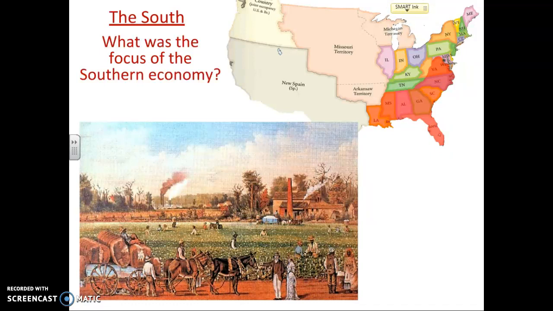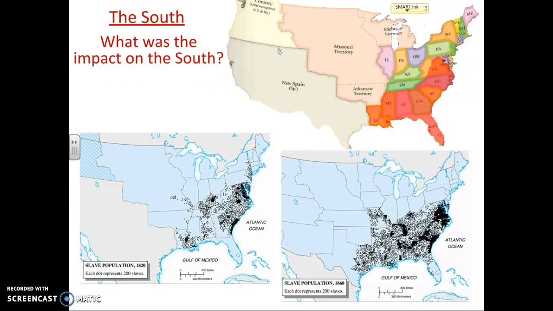So if you are a southern farmer, you're becoming very profitable from this cash crop. And if this cash crop is giving you profit, how are you going to make more profit? You're going to make more cotton. And if you're going to do that, it's going to have an impact on the South by drastically increasing the slave population. And we can see here in the two maps between 1820 and 1860 that the slave population expands very, very quickly.